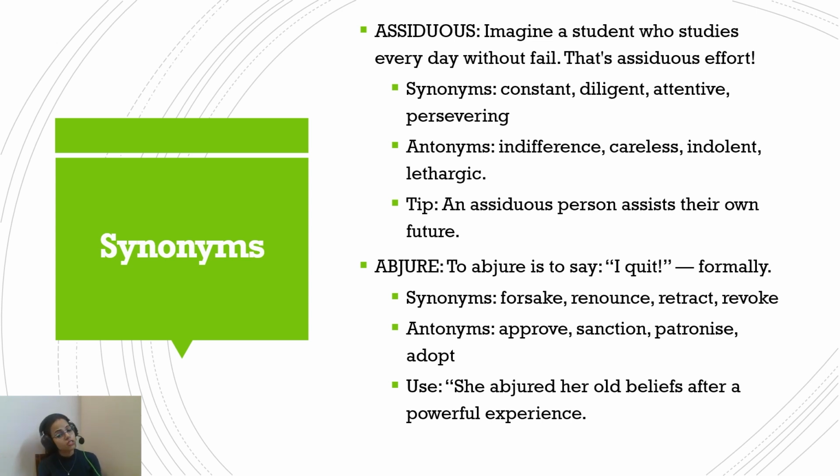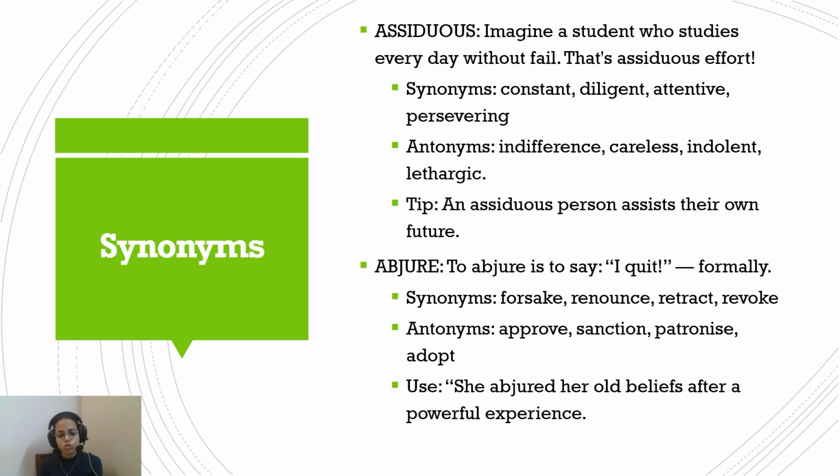Abjure. To abjure is to say I quit. So you might have heard of this word in fundamental duties, to abjure violence. That's one of the fundamental duties. So the synonym would be to forsake, to give up, to renounce, retract, revoke. So to abjure means to give up, to quit something. So the antonym for this word would be to approve, to sanction, patronize, or adopt, to sort of allow something. That would be the antonym for this word.